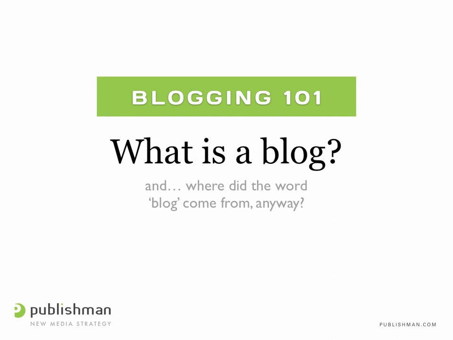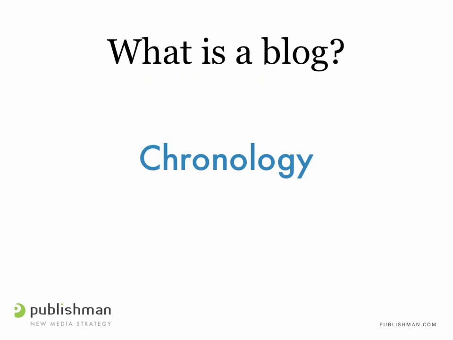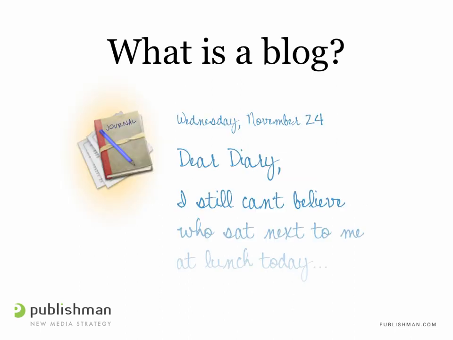So, what is a blog, and where did that word come from anyway? Well, there are two things that set a blog apart from a regular website. The first is chronology. You can think of a blog as a record of items that you publish over time, like a diary or a journal, where each new entry has a unique date.